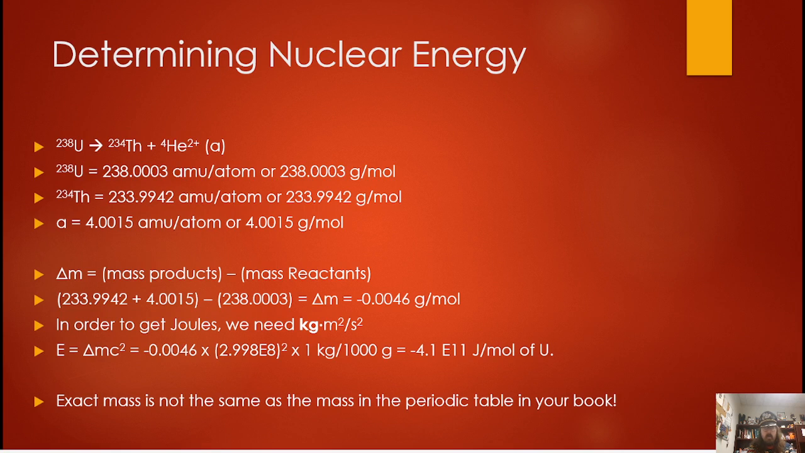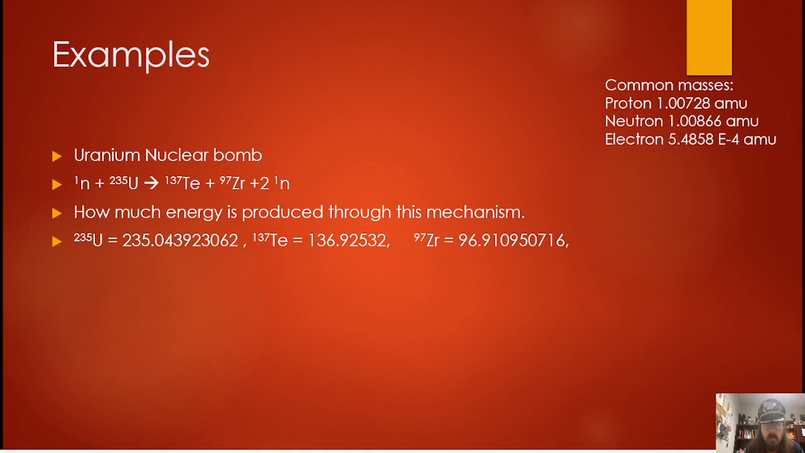Now, please note, you have to be given the exact masses. You cannot just use the number on a standard periodic table. You have to be given these, or you have to look them up. Otherwise, it won't work. But so, what is the reaction of the uranium nuclear reaction?